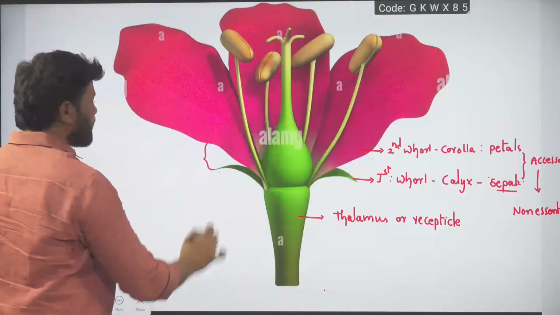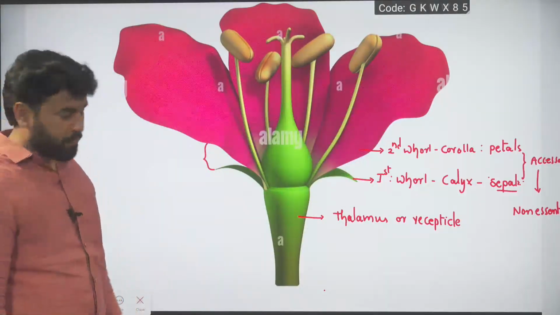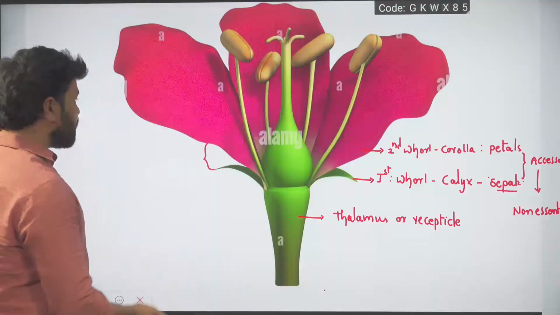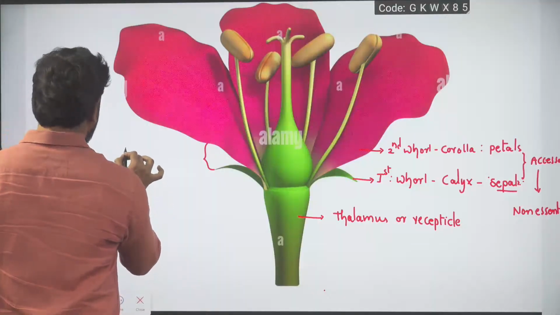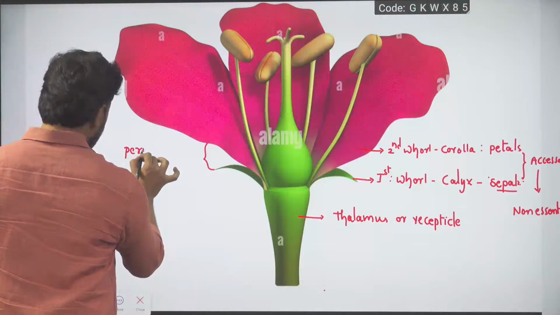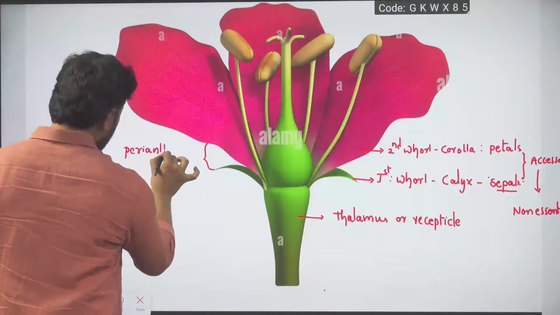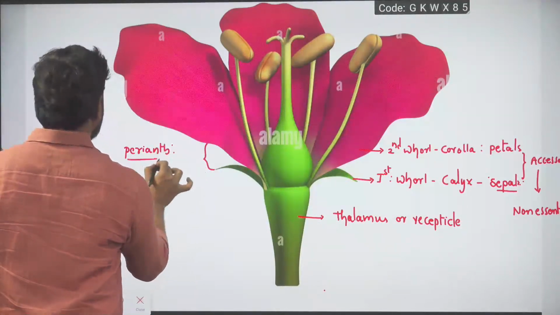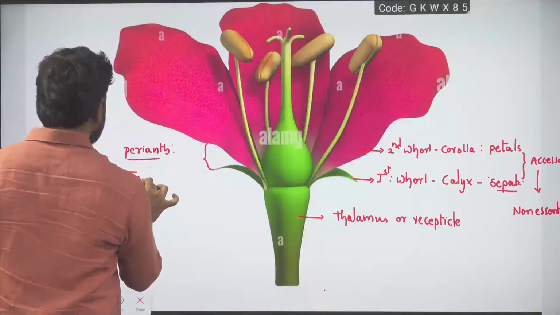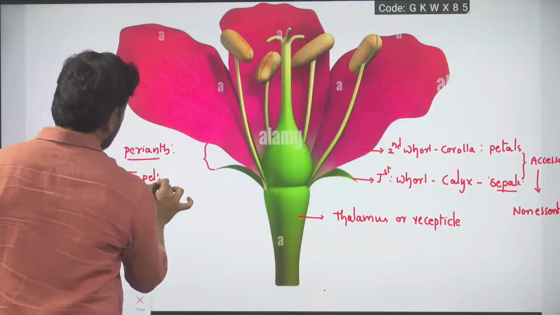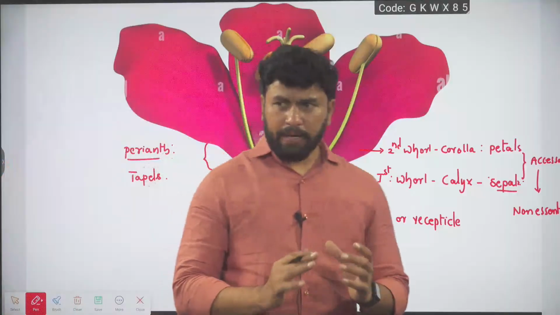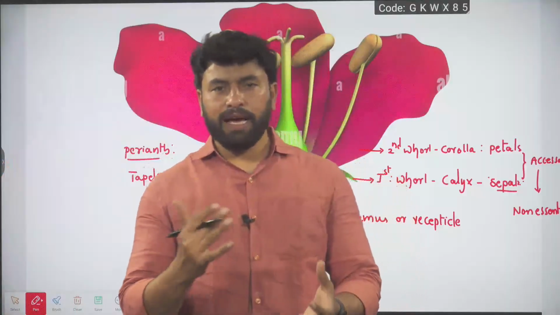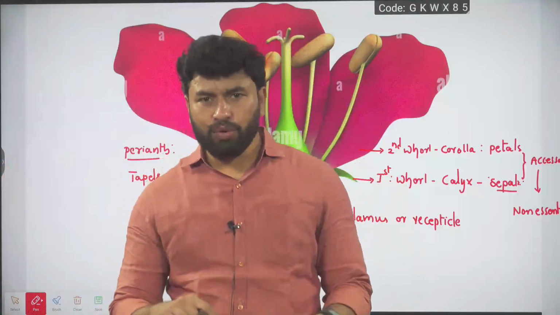Then what happens sometimes? These petals and sepals are mixed up. If the petals and sepals mix up, this is called perianth. The members of the perianth are called tepals.